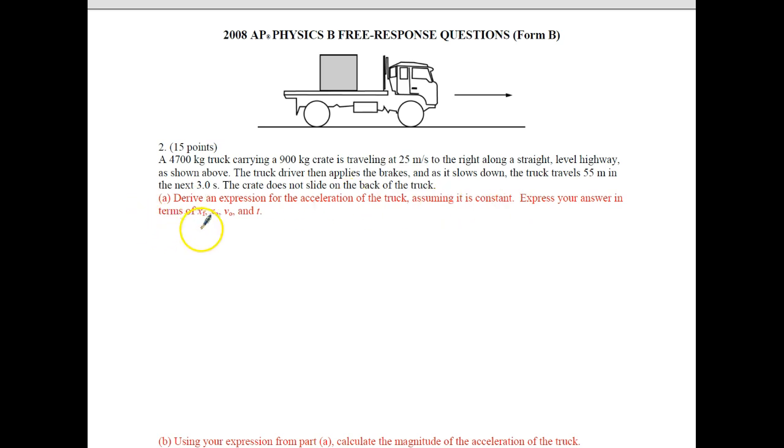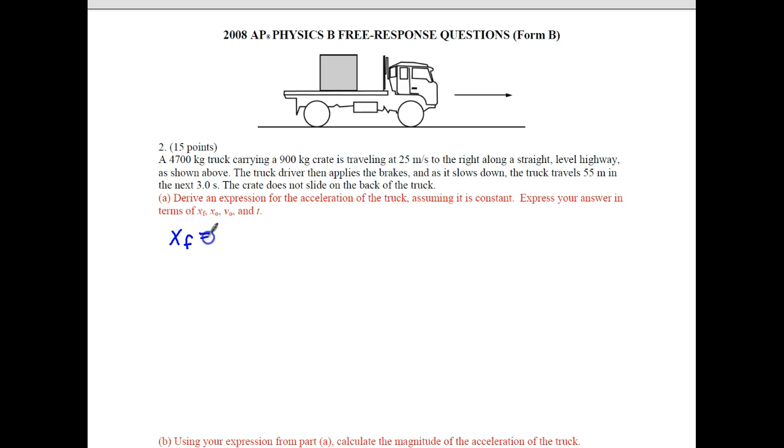We're going to express our answer in terms of xf, xo, vo, and we'll have to use t. Obviously we do have all of these terms. So let's think about an equation with xf, xo, vo, and t. Notice the only thing that we don't have here is final velocity. So let's try the equation without final velocity.